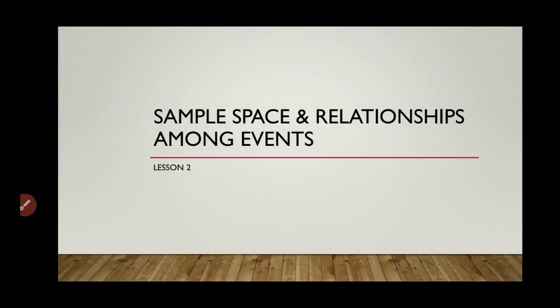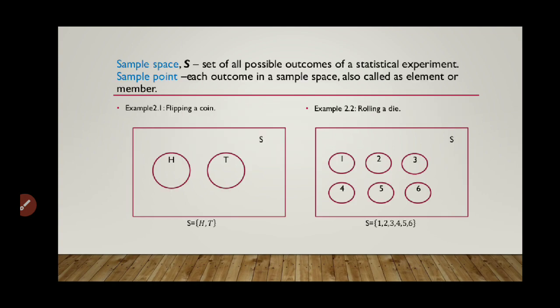Now I will discuss sample space and relationships among events. What is sample space? It is a set of all possible outcomes of a statistical experiment. Let's say nag-flip tayo ng coin, yung sample space natin is composed of head and tail, since yun lang yung dalawang possible outcome natin.